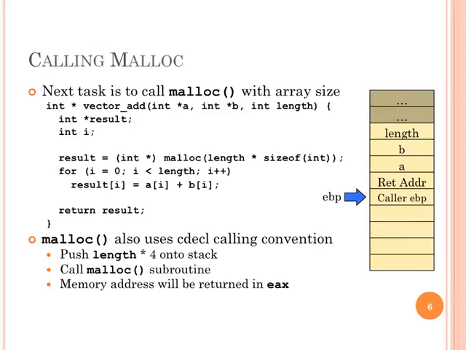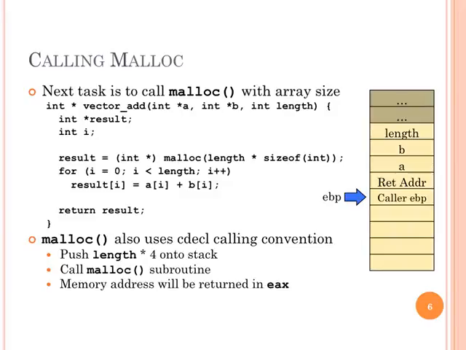Now, what is our function going to return? Yeah, it's going to return something in EAX. We need to return the memory that is allocated by malloc, and since it comes back in EAX, why not just leave it in there? That way we're already set up to return our result.